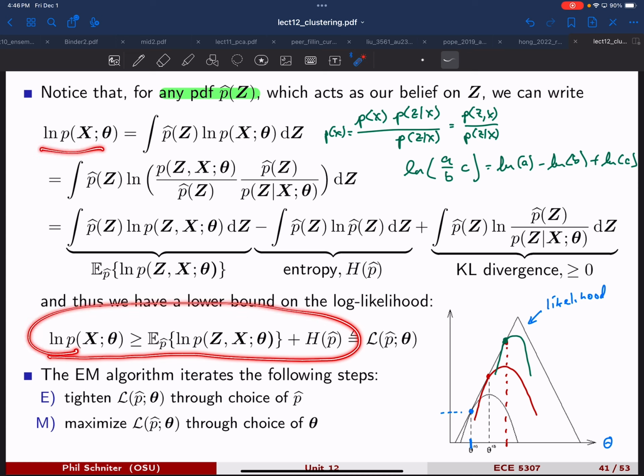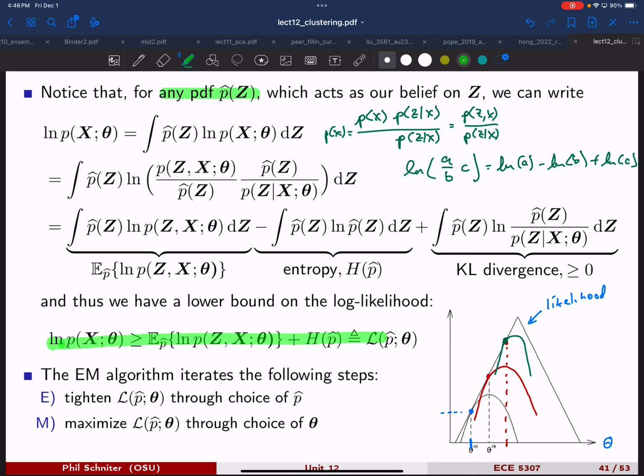Okay, so that's what we have here. The log likelihood is less than or equal to the first term plus the second term, plus the entropy. That's how we can create this here. And the interesting thing is this becomes an equality when the KL term is 0. So when p hat equals p, you get an exact agreement.